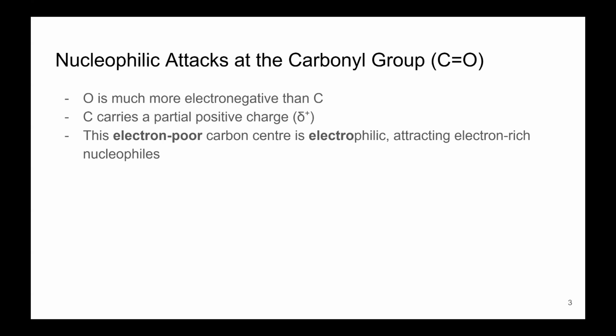So why do we call attacks at the carbonyl group nucleophilic attacks? Well, we are not talking about the carbonyl group when we say nucleophilic. The carbonyl group is electrophilic. Instead, we are naming the attacks according to the species that attacks that particular group. So for example, nucleophiles attack the carbonyl group, so we call it nucleophilic attacks.